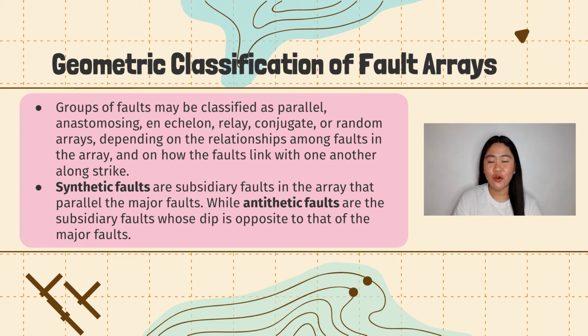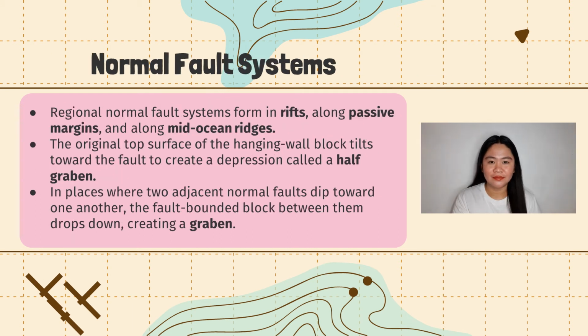Geometric classification of fault arrays. A group of faults may be classified as parallel, anastomosing, en echelon, relay, conjugate, or random arrays, depending on the relationship among faults in the array and on how the faults link with one another along strike. Synthetic faults are subsidiary faults in the array that parallel the major faults, while antithetic faults are subsidiary faults whose dip is opposite to that of the major faults.